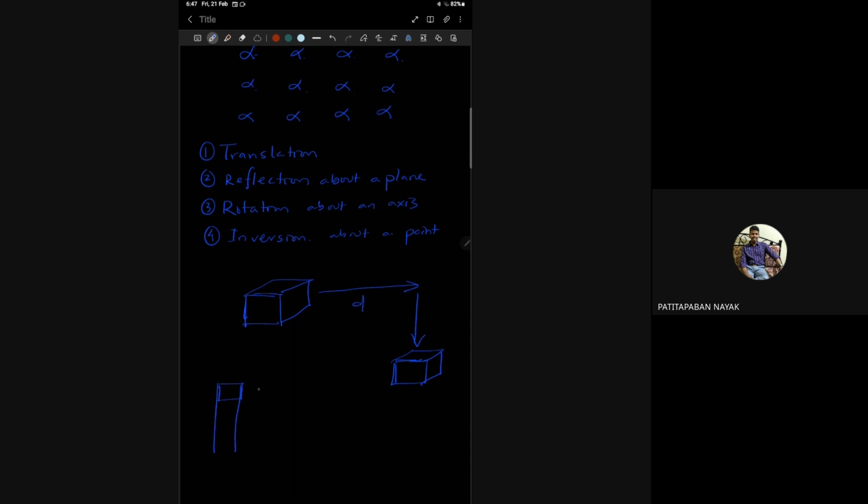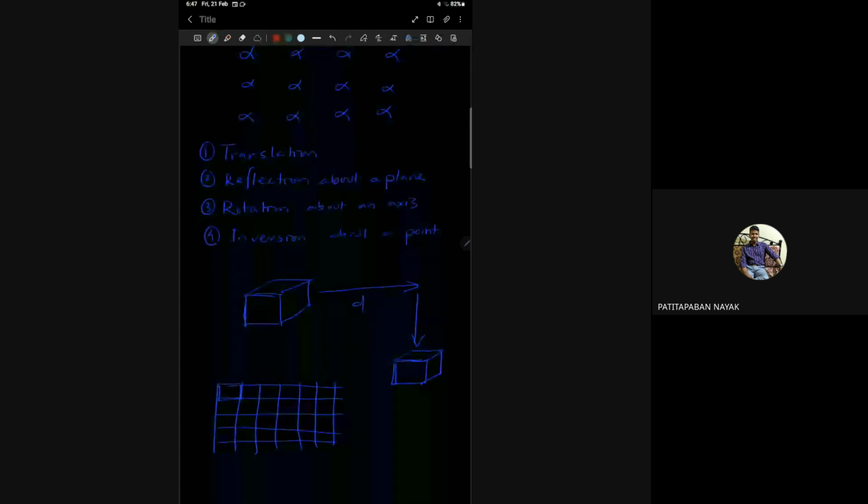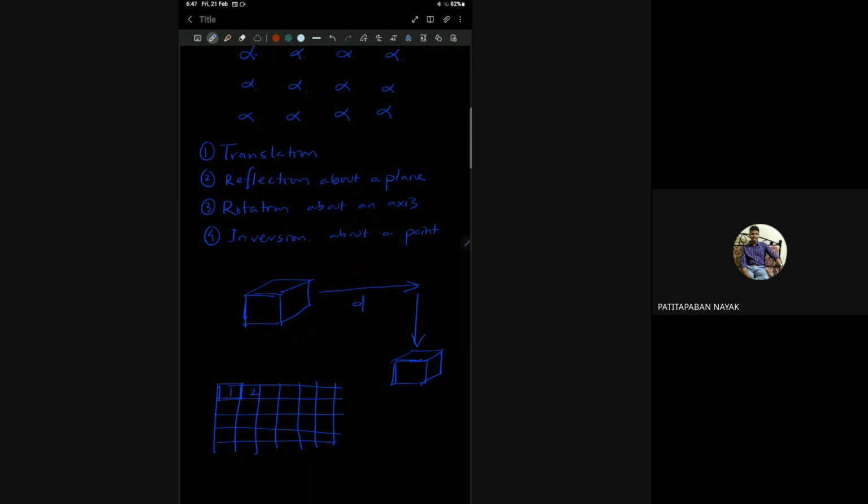So I'll draw lines like this and like this. Okay. So this is a two-dimensional lattice. If, let's say, I call the cells 1, 2, 3, 4, 5, 6, 7, 8, 9, 10, 11, 12, 13, 14, 15, 16, 17, 18, and so on and so forth.